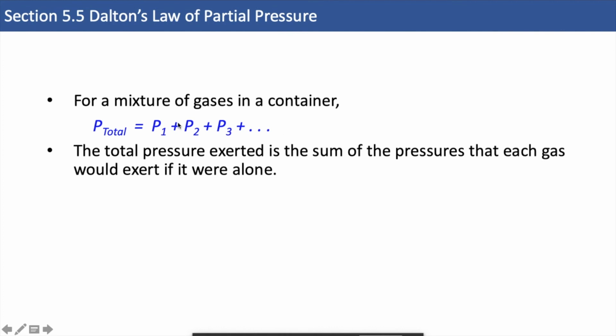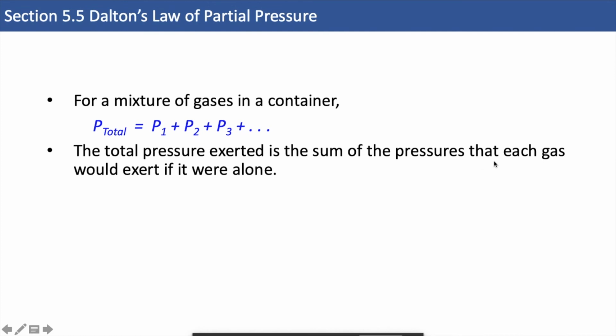Dalton's law says that if you have a mixture of gases in a container, so suppose you have some sort of giant tank, and it contains 3, 4, let's say 5 different gases. You've got nitrogen, oxygen, let's say we've got carbon dioxide, helium, argon. If you're looking at the total pressure of that container or that tank of gas, the total pressure is going to be equal to the partial pressures of each of the gases.